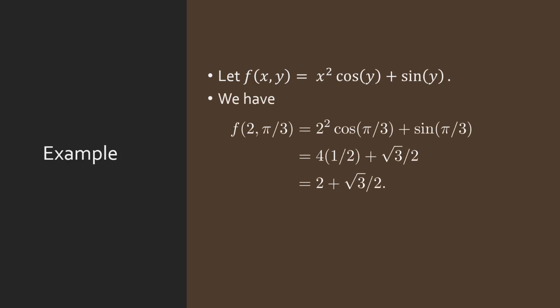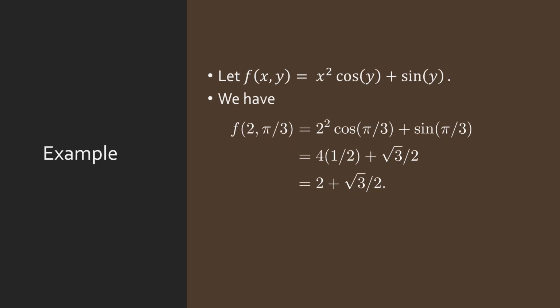Let's look at another example with just some functions we're used to here. Let f of x, y be x squared times cosine of y plus sine of y. Notice we're inputting two variables here and we're outputting a number. If we plug in 2 for x and pi over 3 for y, everywhere on the right hand side there's an x, I put a 2, and everywhere there's a y, I put a pi over 3. So I get 2 squared times cosine of pi over 3 plus sine of pi over 3, which simplifies down to be this number here.